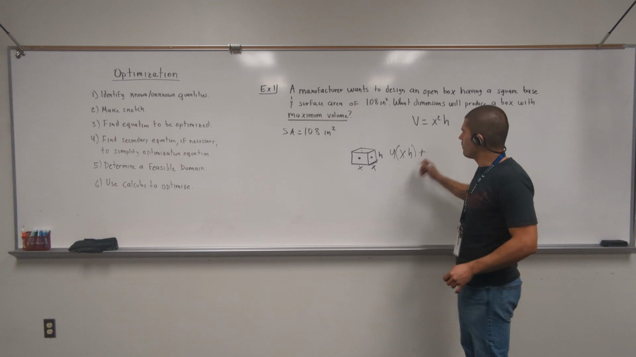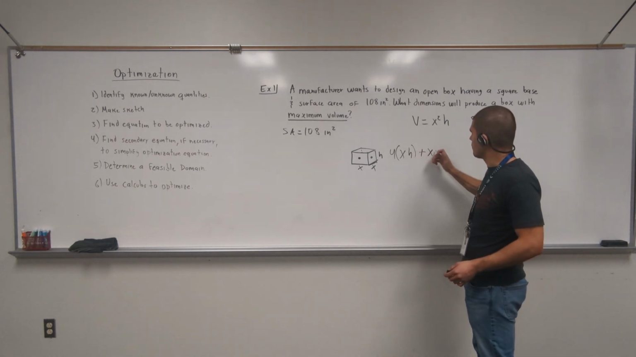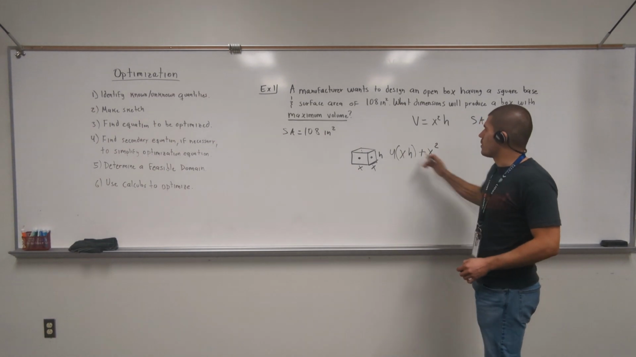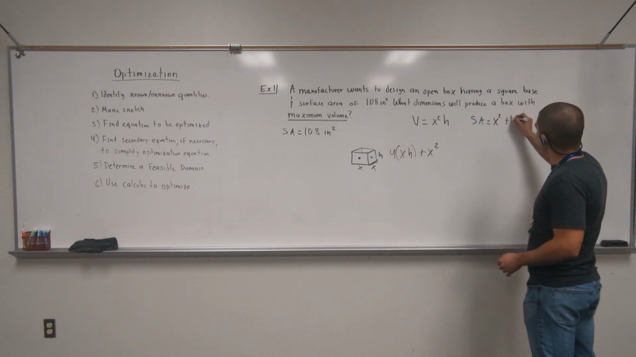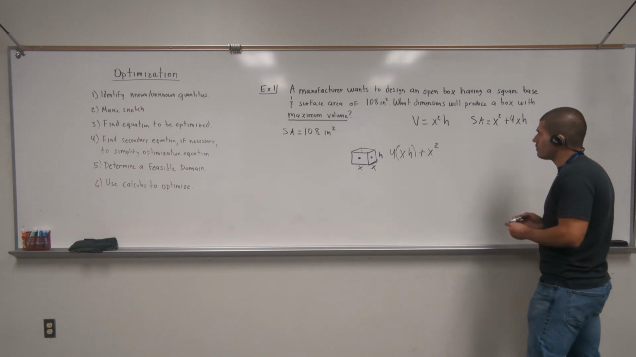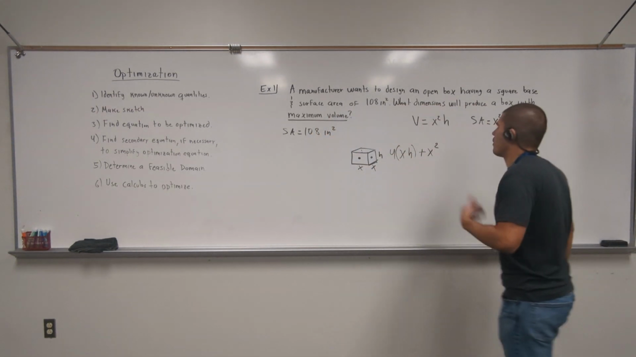And on the bottom, I would have a base that is a square base. That should be x times x, so it's x squared. So then I could say that that's my surface area. My surface area would be x squared plus 4xh. So that's what I meant by a secondary equation. So let's see what I'm talking about.